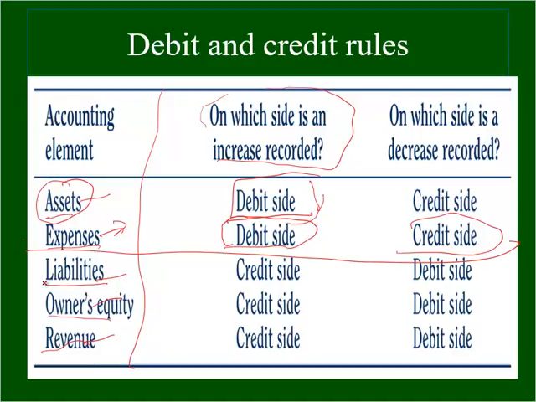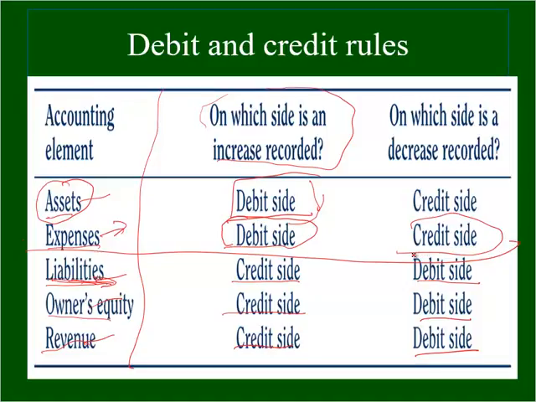Now the liabilities, this is what I'm owing to third parties outside the company. If it increases, I will credit it. If it decreases, I will debit it. Reverse of what we talked about for asset. The same thing also applies to owner's equity. If it increases, I will credit. If it decreases, I will debit. Likewise, revenue. So anything you want to talk about in accounts must fall within these 5 items.